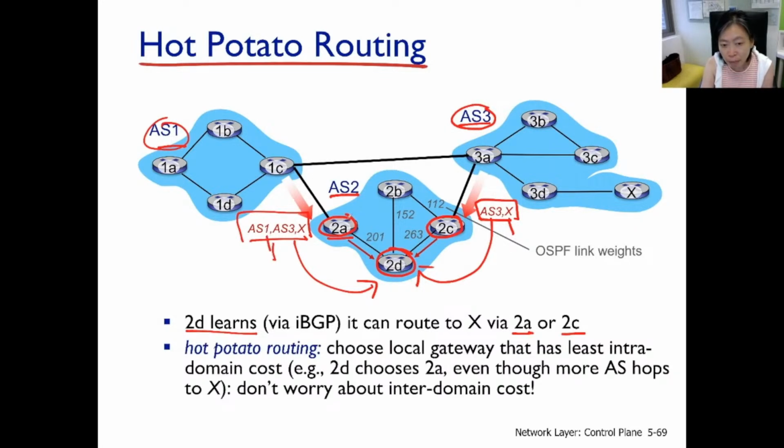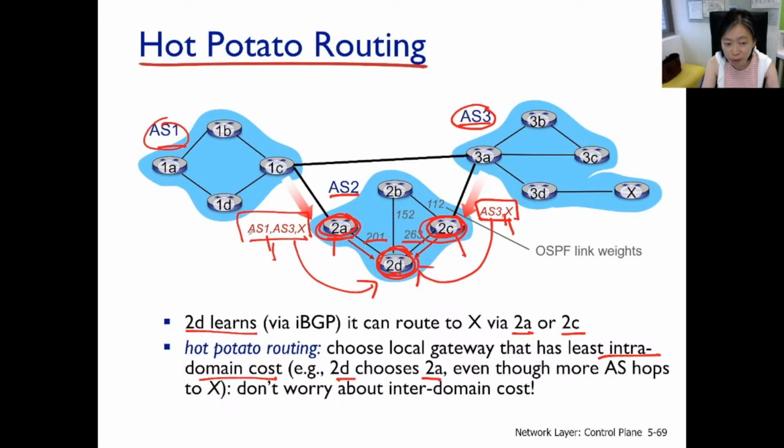For this path, next hop router is 2A. For this path, next hop router is 2C. 2D here will consult the intra-AS routing again to find out is 2A closer or 2C being closer. So if you see the scenario, 2A distance to 2D is only the link cost between 2A to D, which is 201. Distance between 2D to C, however, is 263. So 2D here is going to choose 2A to forward the packets to.